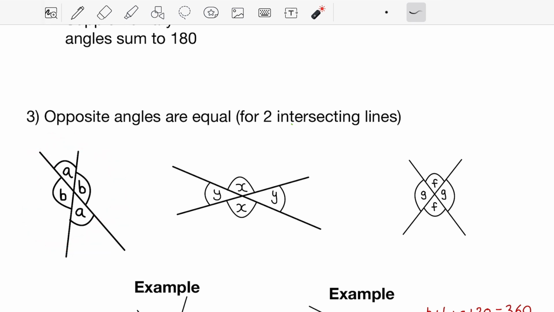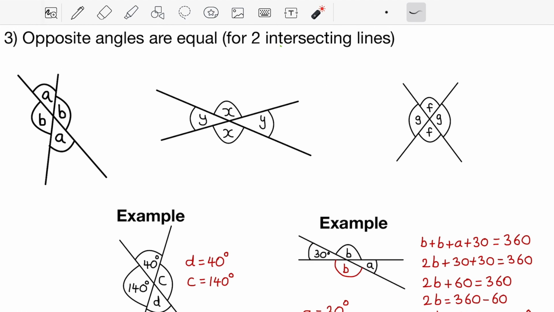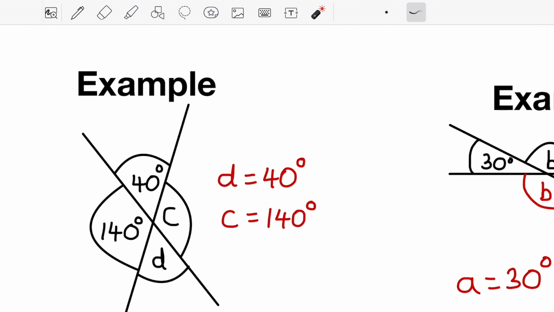Right, so we have the opposite angles A being equal to A and B being equal to B, X being equal to X, Y equal to Y. Opposite equal, opposite equal. So here we have an example. We are given 40 degrees, so the opposite angle D is equal to 40, and likewise C would be equal to 140.